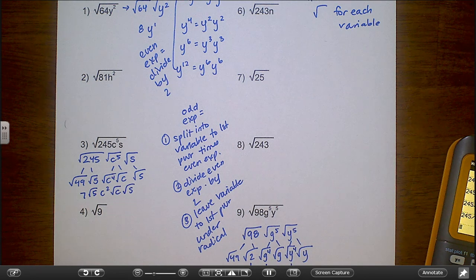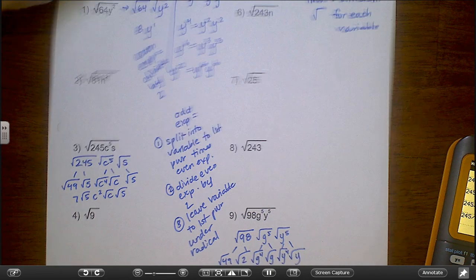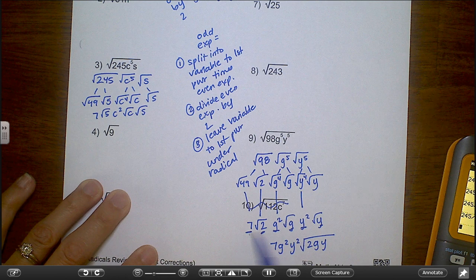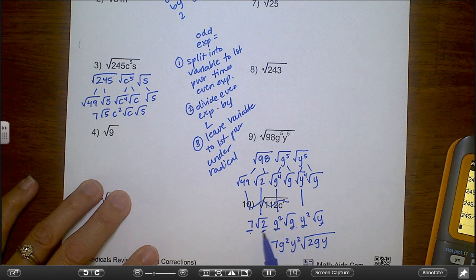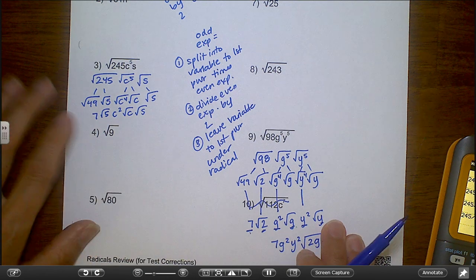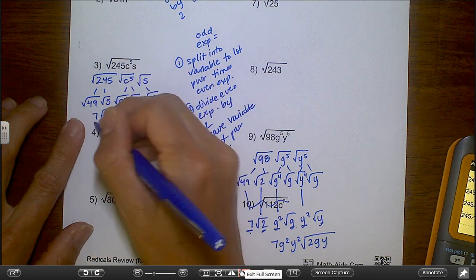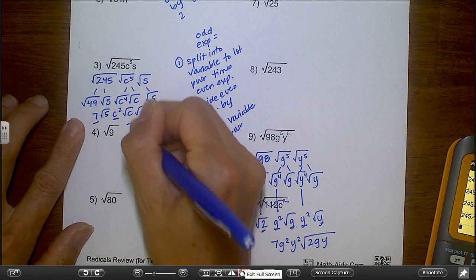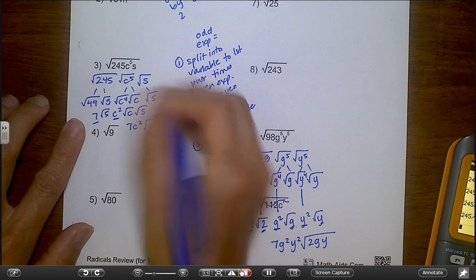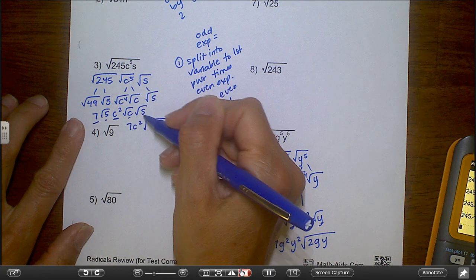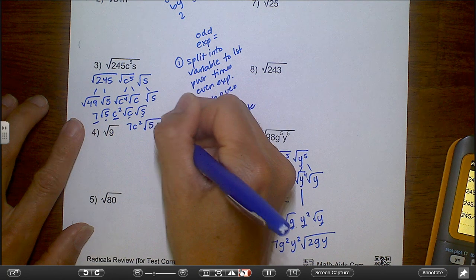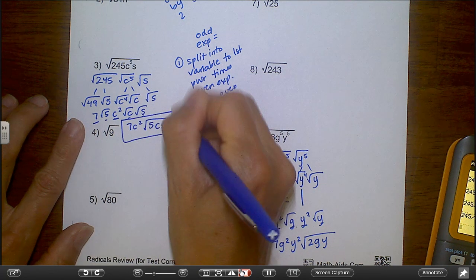So again, you can do the same thing like we did in number 9 here, where we took everything that was outside a radical and wrote it as being multiplied together, and then everything that was inside a radical and wrote it as being multiplied together. So on my outsides, I have 7c squared. On the insides, I have rad 5, rad c, rad s. So 5cs. So that is my final answer here.